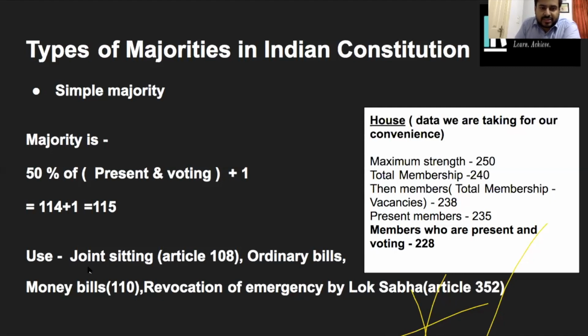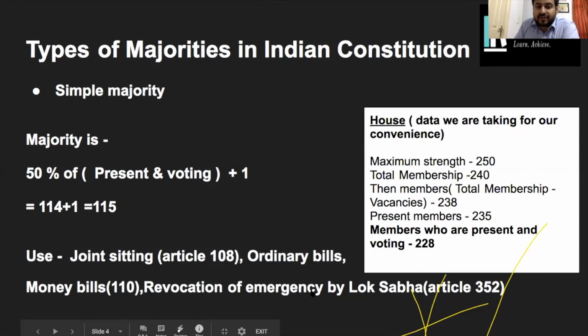फॉर एग्जांपल ज्वाइंट सिटिंग, ये यूपीएससी का क्वेश्चन है दैट ज्वाइंट सिटिंग में कौन सी मेजोरिटी यूज होती है, तो इट इज सिंपल मेजोरिटी विच इज गिवन अंडर आर्टिकल 108. ऑर्डिनरी बिल्स में सिंपल मेजोरिटी यूज होती है, मनी बिल्स में सिंपल मेजोरिटी यूज होती है. दिस इज वेरी वेरी इंपॉर्टेंट. मनी बिल हमें लगता है इट इज अ वेरी इंपॉर्टेंट बिल, तो हो सकता है शायद उसमें स्पेशल मेजोरिटी यूज हो रही हो, लेकिन मनी बिल सिंपल मेजोरिटी यूज करते हैं.